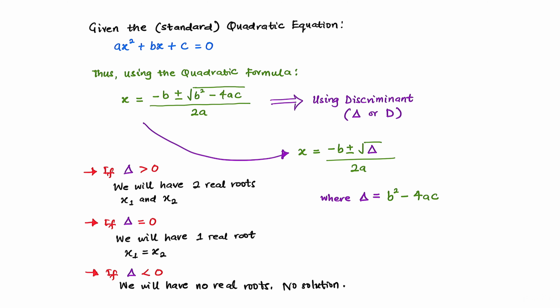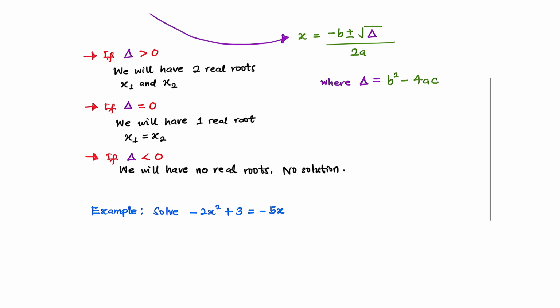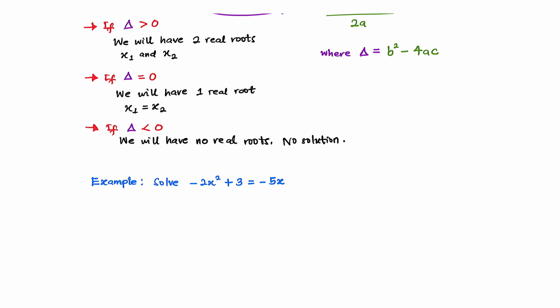Let's look at three examples, each example falling in one of the three situations. The first example says, solve minus 2x squared plus 3 equals minus 5x. So step 1 involves making sure that the equation is in the general form or the standard form. So we have to make sure that the equation looks like ax squared plus bx plus c equals 0. If we're able to write the equation in this form, it is easier for us to get the values of a, b, and c and apply the formula correctly.